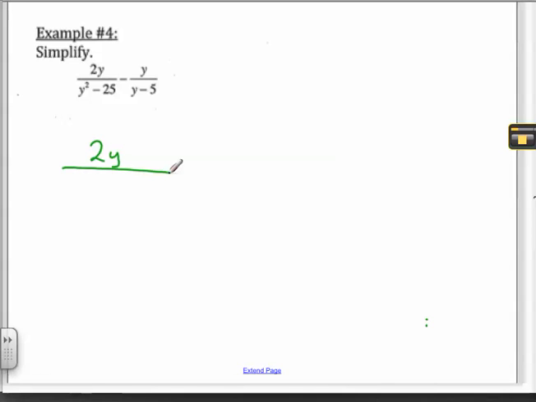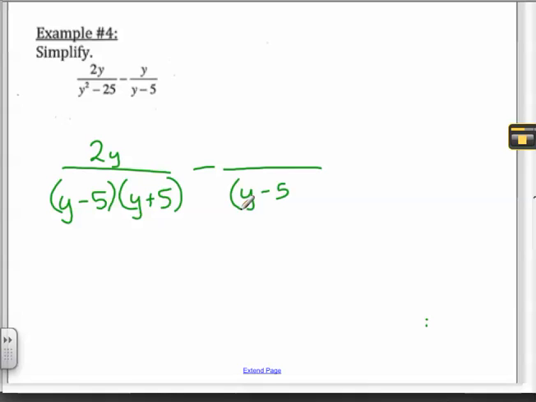This first denominator, y squared minus 25, anybody see what I can do to factor that thing, CB? It is the difference of two squares. So it's going to be what? Y minus 5, y plus 5. Beautiful. Okay, minus, and then I've just got y minus 5 on the other side.